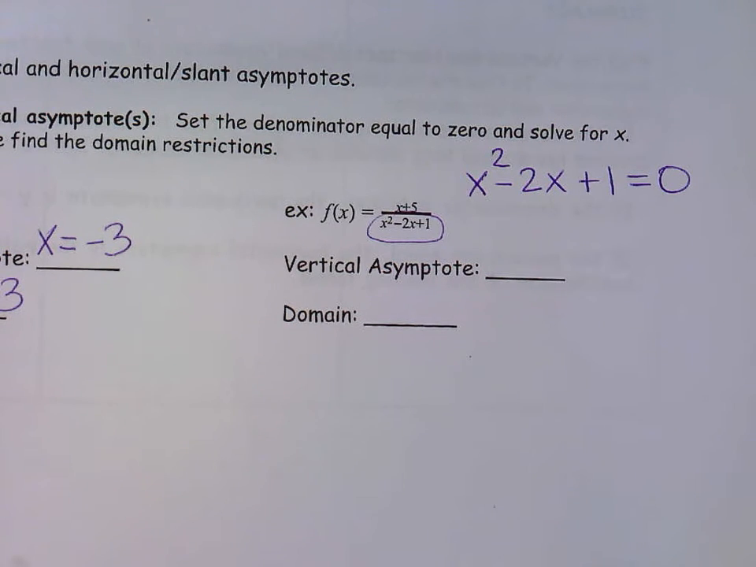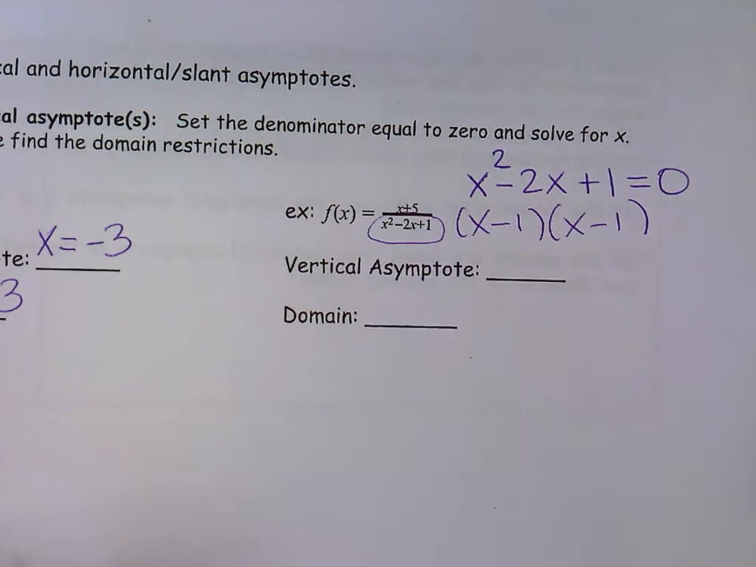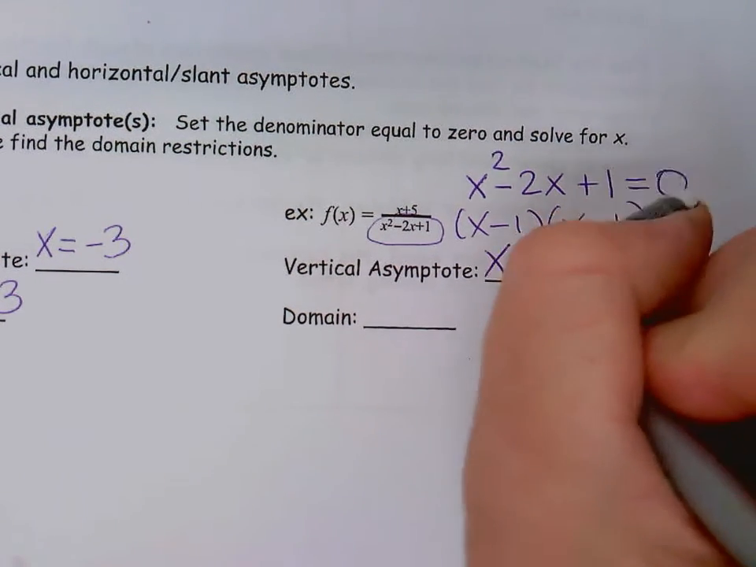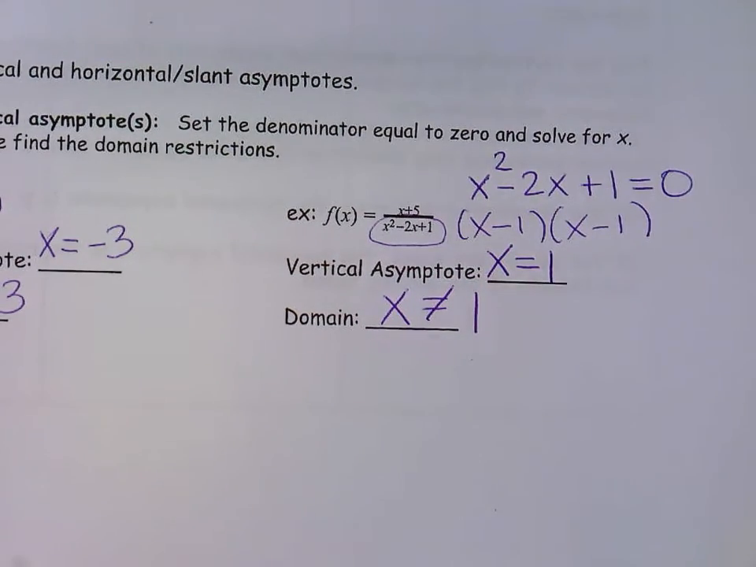It's actually a perfect square trinomial. What would it be? Okay, yes. x minus 1, x minus 1. So where is that going to be undefined? When x is +1, right? So my vertical asymptote is x equals 1, and my domain restriction is that x can never equal 1.